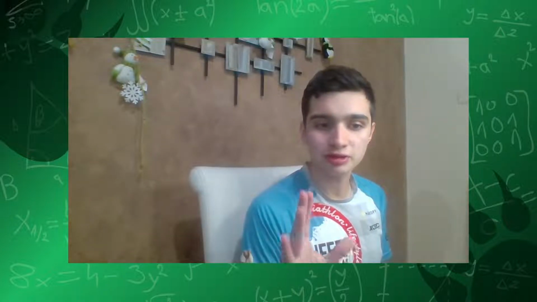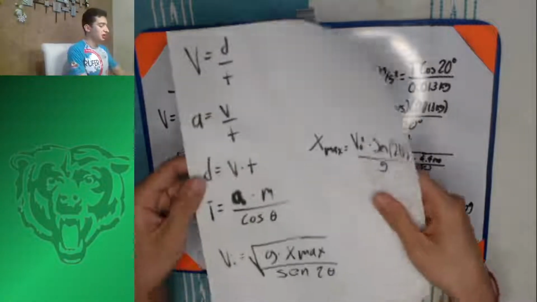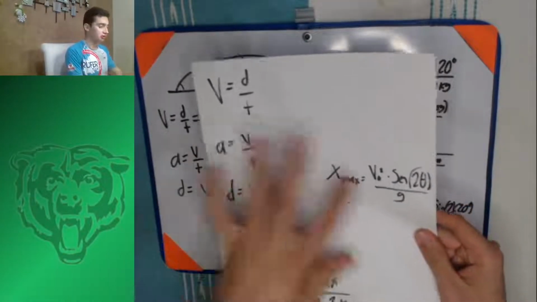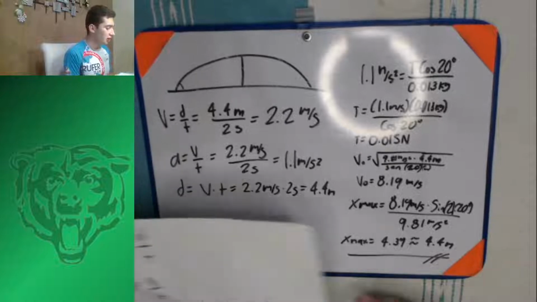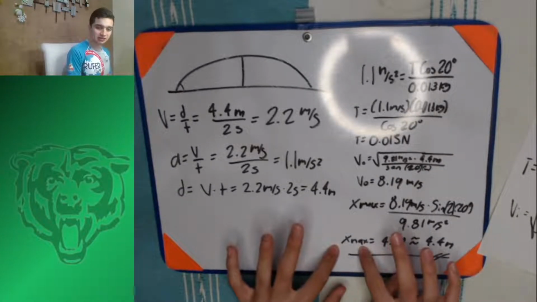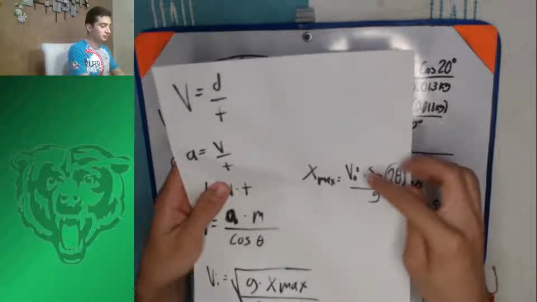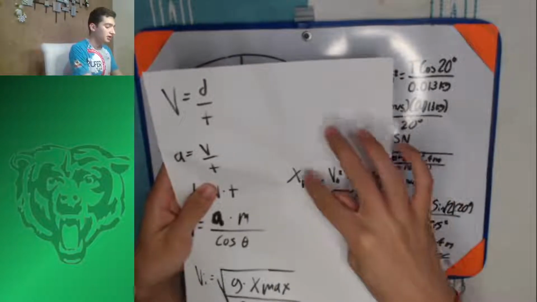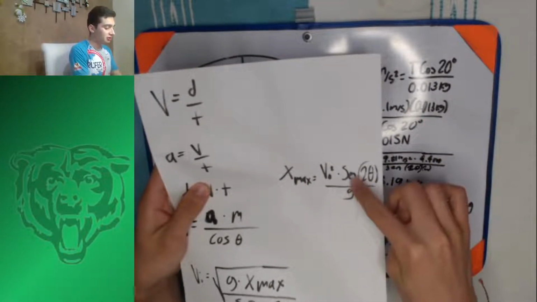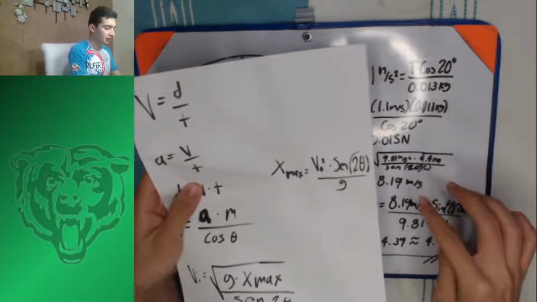Now let's talk about the procedures. Over here we can find the equations that we use in order to calculate all the values. The first thing that we want is to locate the x maximum, that is the distance that the projectile traveled. In order to find this, we need all these values. The x max is equal to the initial velocity squared times the sine of 2 times the angle, divided by the gravity.